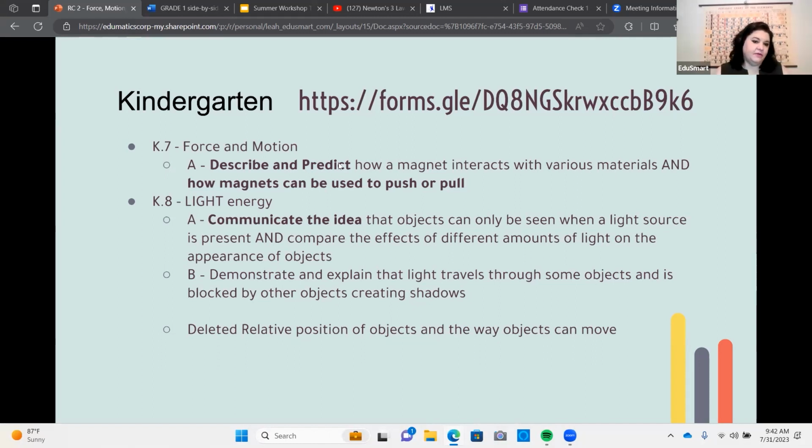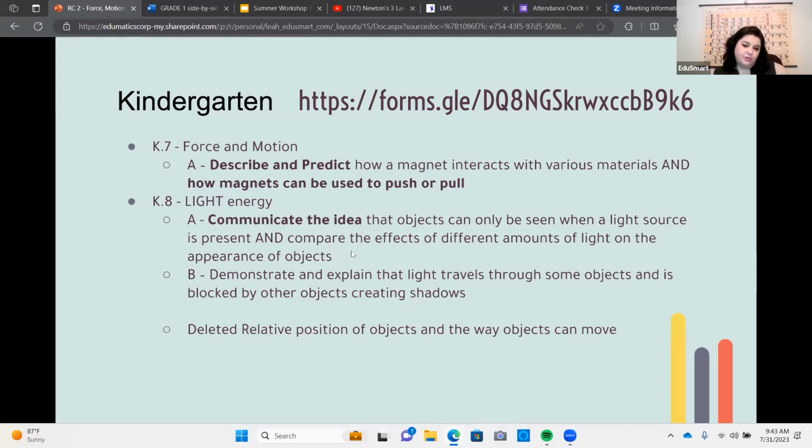And then for the energy portion, it is focused only on light energy. So we have to communicate the idea. And obviously there's a lot of ways that students can do that. It does not have to be written, it can be a picture, it can be verbal, however they can get the idea across that objects can only be seen when a light source is present, and compare the effects of different amounts of light on the appearance of objects.